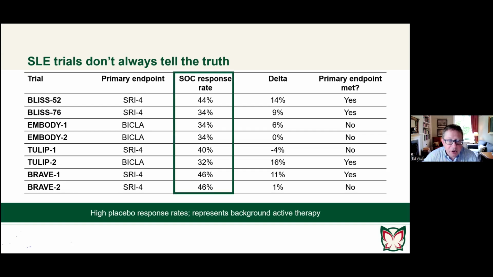So a few things to highlight here. One is that the standard of care response rate is high, commonly, not uncommonly, over 40%. That could be due to active background therapy. There might also be regression to the mean issues in that this is a naturally fluctuating disease and we recruit people when they flare.